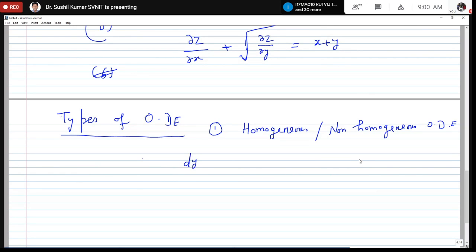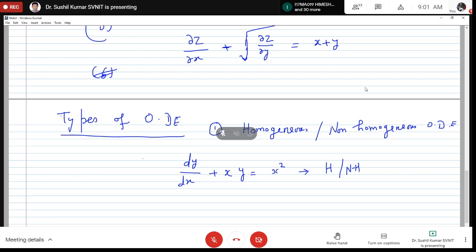Okay. So if I write this equation, dy over dx plus x y equal to x square, is this equation homogeneous or non-homogeneous? Non-homogeneous. Why is it not homogeneous?